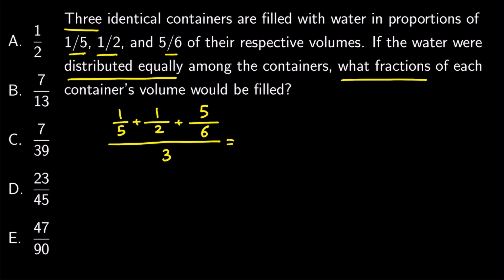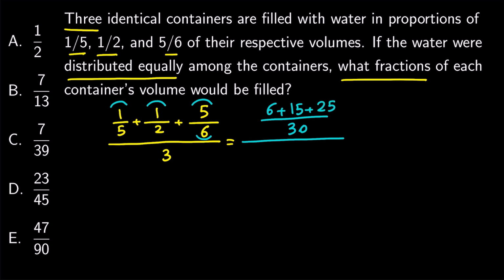Now we create the lowest common denominator for the fractions, which is 30. Why? Because 6 is already a multiple of 2, so we can simply multiply 5 by 6 to get 30. The first fraction should be multiplied by 6. The second fraction should be multiplied by 15. And the third fraction should be multiplied by 5.